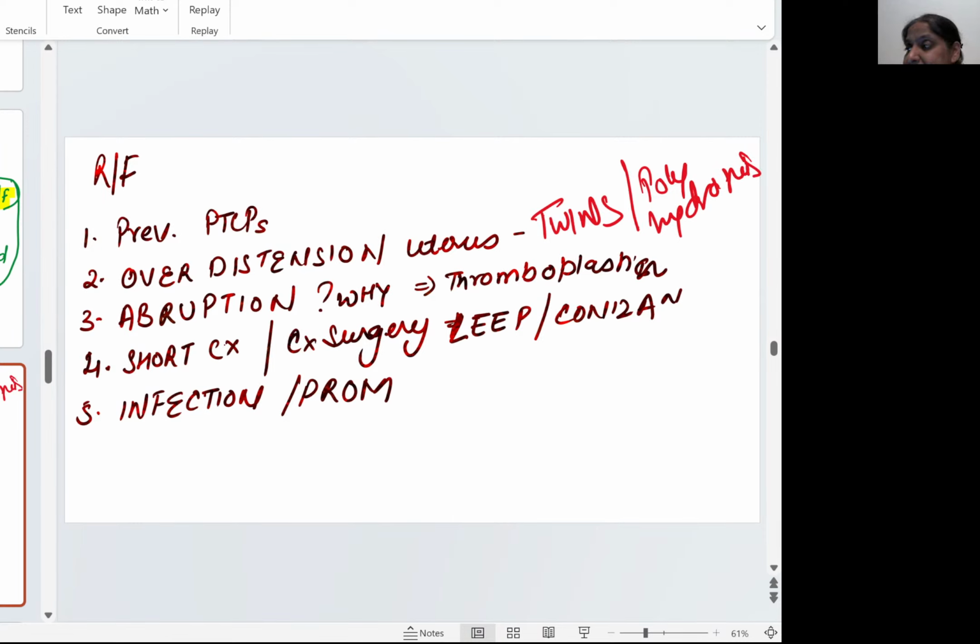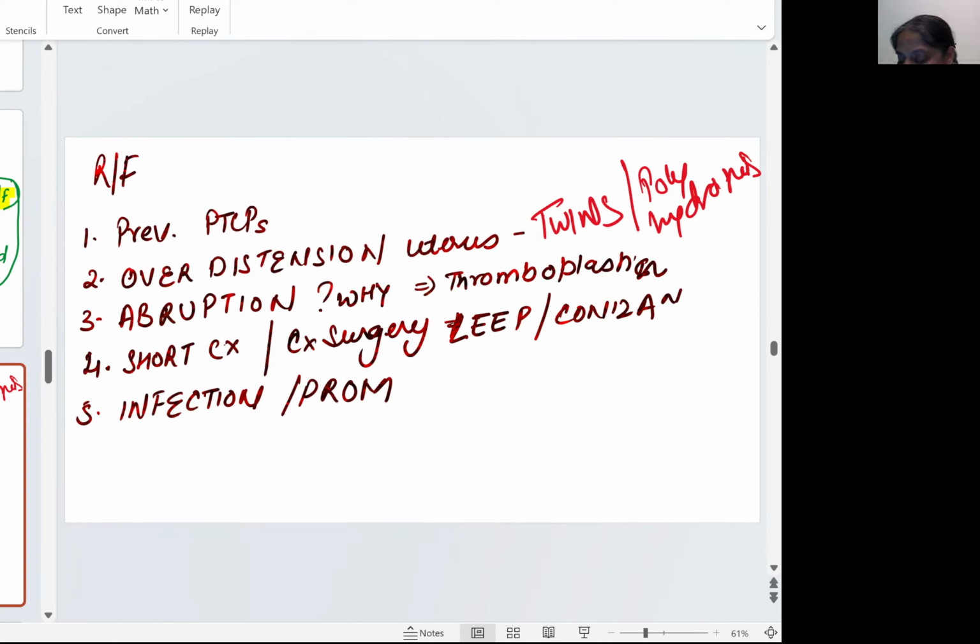More the uterus is distended, the more early the pains are, right? Another cause is abruption. Why in abruption is there preterm labor pain? Please write down in the chat box. Abruption is a very solid cause of preterm labor pains. Because thromboplastin which is released in abruption is a potent uterotonic.